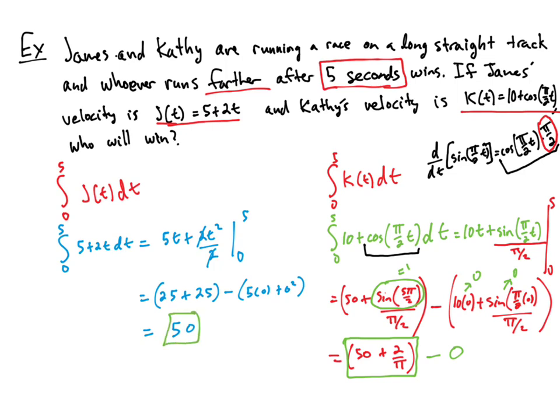So how does that compare to 50? Well, it's bigger. So it looks like Kathy has gone, again, if this is feet, she's gone 2 over pi feet more than James in the first 5 seconds of this race.